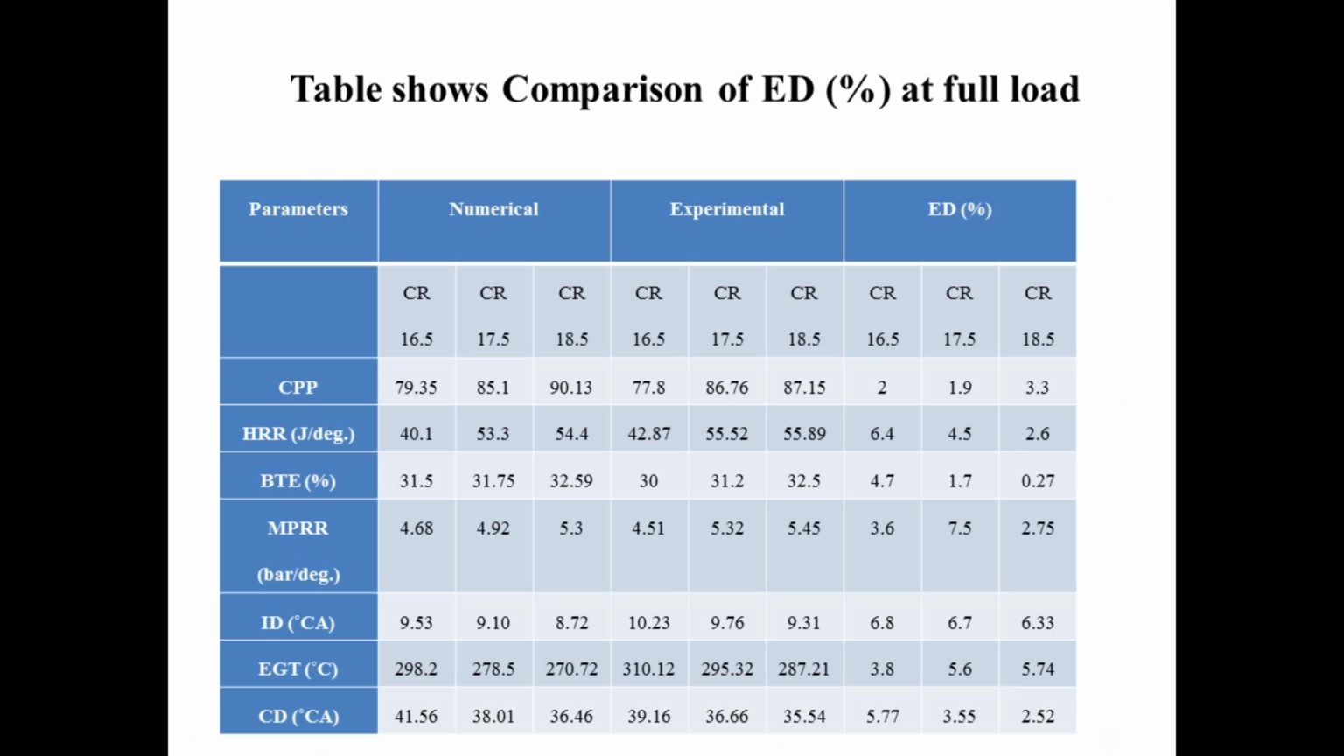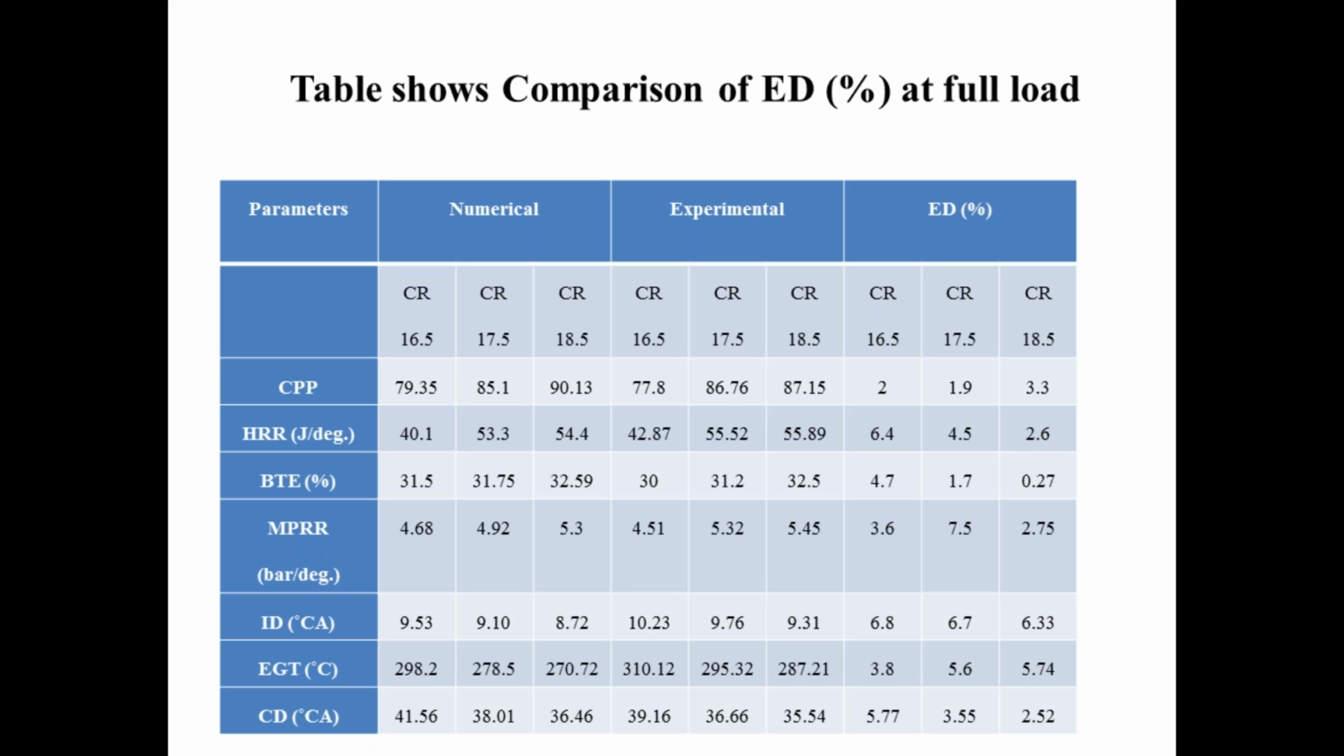To validate the results obtained from the experiment, I have shown only 6 graphs related to the experimental work performed by me on a single cylinder, variable compression, 4-stroke engine. The corresponding comparison of these parameters, such as cylinder pressure, heat release rate, brake thermal efficiency, maximum pressure rise and exhaust gas temperature, is shown in this figure, and this table shows the comparison of error deviation at full load.